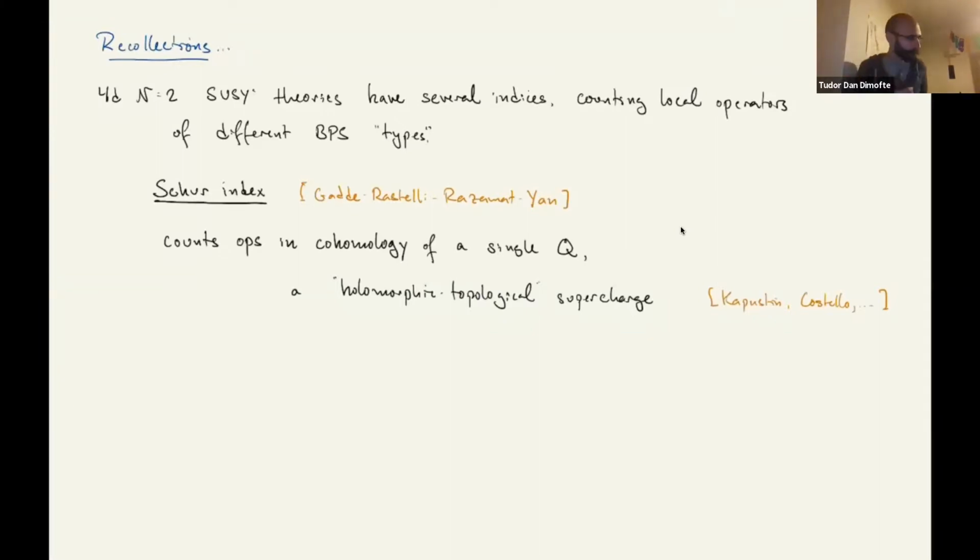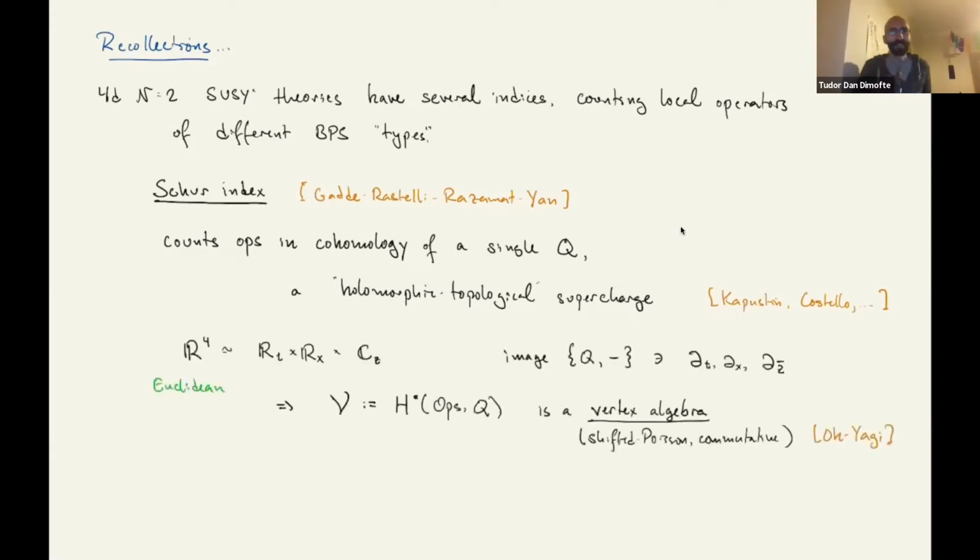So one reason the Schur index is nice is because the operators it counts can be described very simply as being in the cohomology of a single supercharge within the 4D N=2 SUSY algebra. And this supercharge is particularly nice in that it's what some folks call holomorphic-topological.